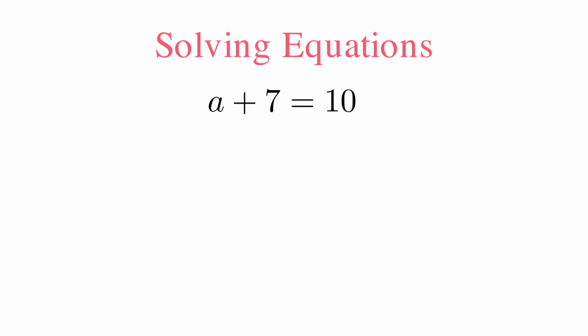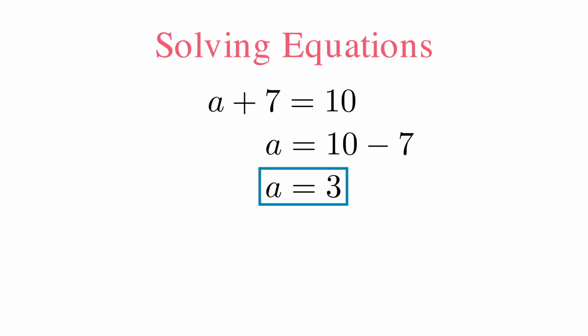In this case, our goal is to move 7 to the other side of the equation. So let's take that 7 and shift it across the equal sign. When it moves from one side to the other, it changes its sign. It becomes minus 7. So on the right side, we are left with 10 minus 7, and on the left side, we have our variable a. So our equation now looks like a equals 10 minus 7. 10 minus 7 can be simplified to 3, so we have the value of a as 3.